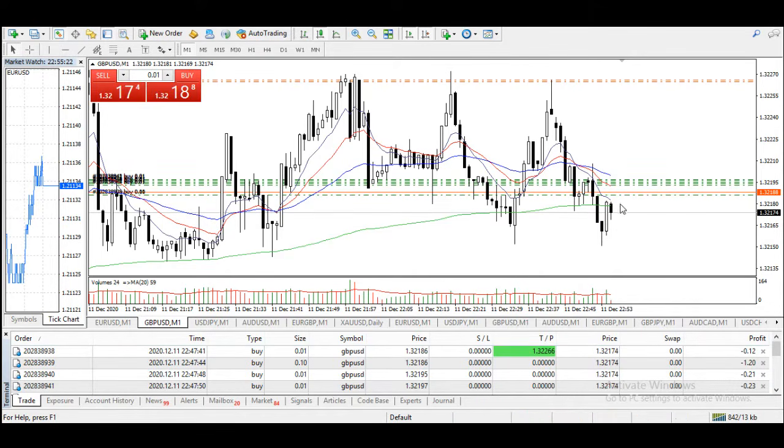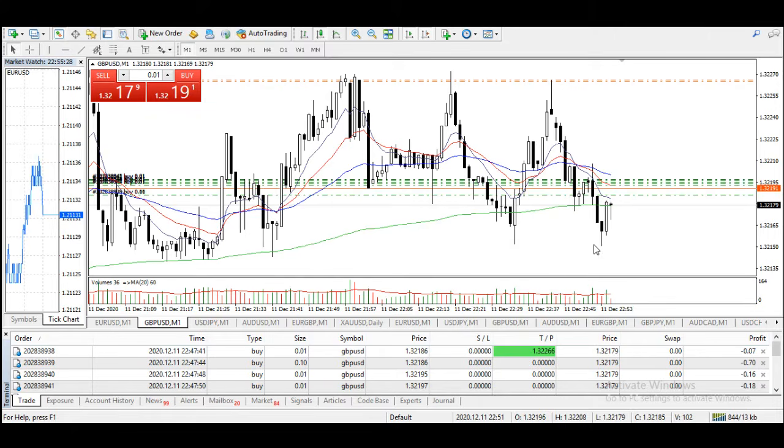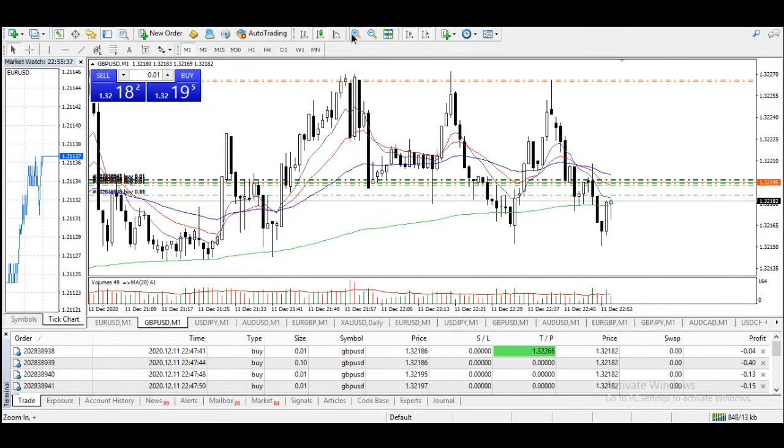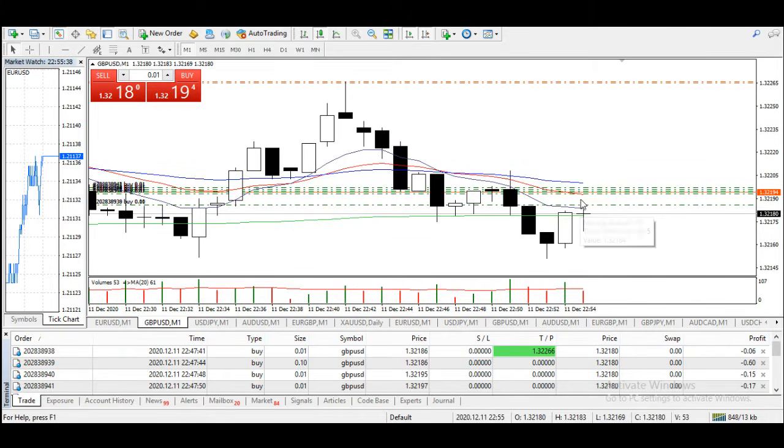So here we are waiting for the price to reach the stop again and again. Price, as you can see, reached EMAs, but I'm not closing here. I am waiting for the stop.